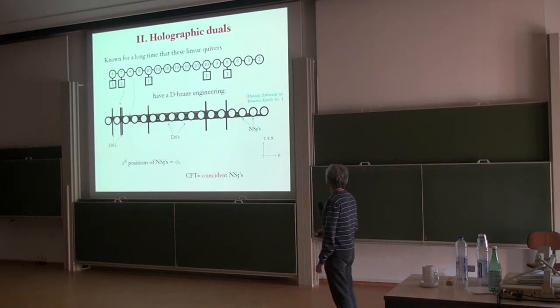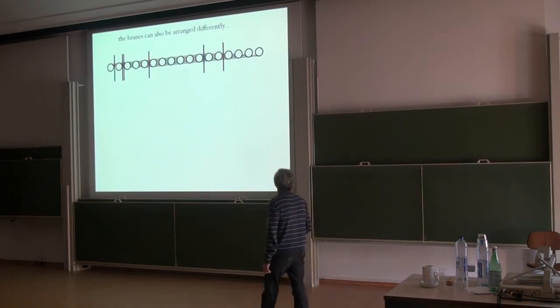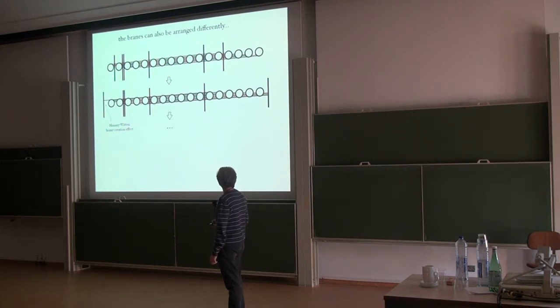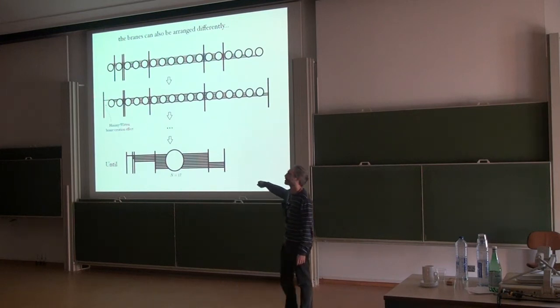But let's see. We can go back to a configuration where that is more apparent by doing this. What have I done? I have moved some D8s outside. When you do that, there is this famous Hanany-Witten brane creation effect. And some D6s get created, like this one or these 3 ones here. And you can keep going until you reach a configuration where all the D8s are outside. And at that point, it's no longer a mess to imagine that all the NS5s are on top of each other. Now I can draw them as a single big dot in the middle.